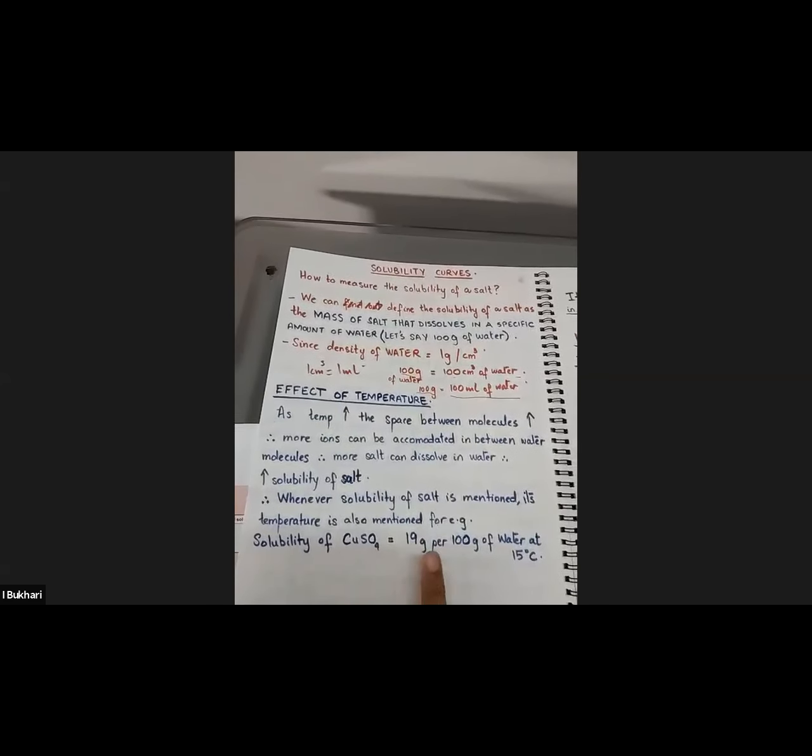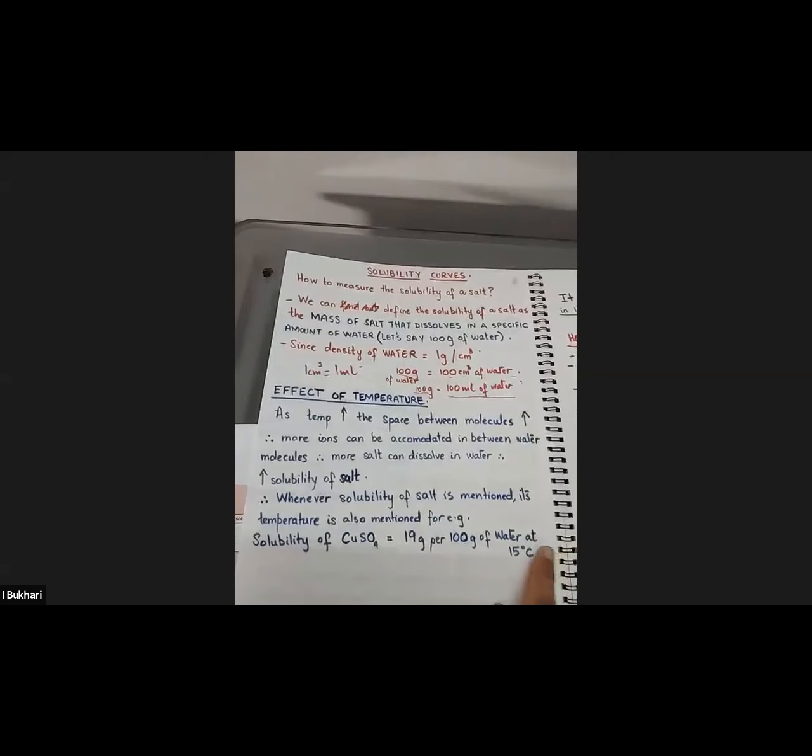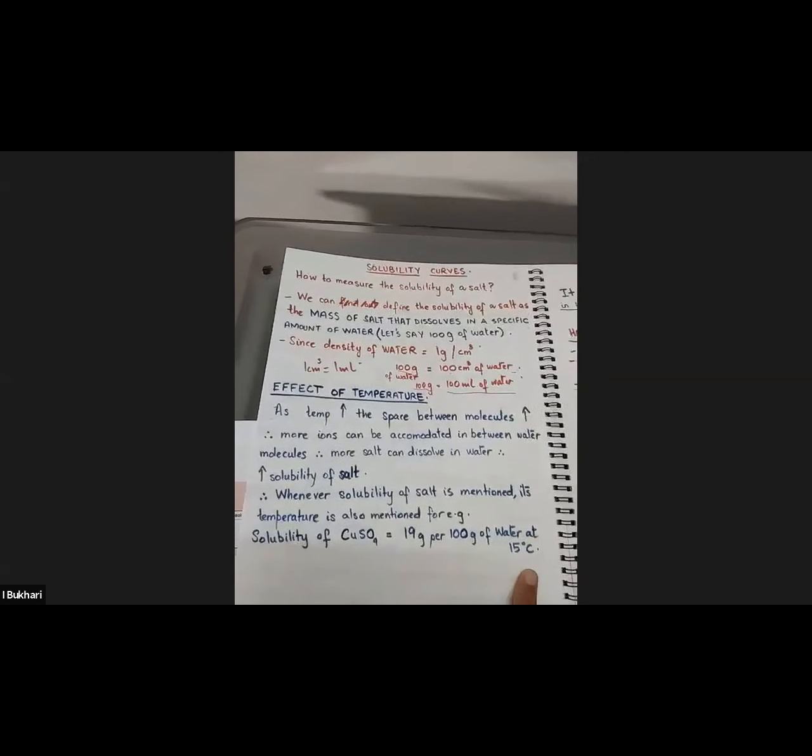So, 19 grams per 100 grams of water at 15 degrees Celsius, okay? Standard temperature is 25, right? Or is it 20? 25, yes. The standard temperature is 25. If the temperature for any reason is not mentioned, then we will assume that they are talking about the standard temperature and pressure, which is 25 degrees Celsius, okay?